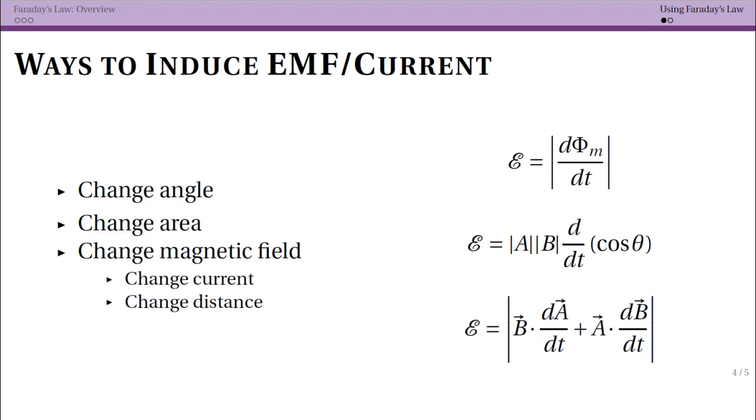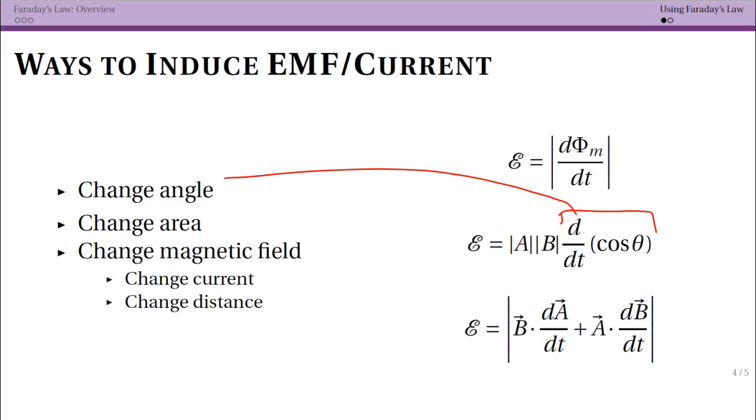So assuming that we have a uniform magnetic field, the angle that our magnetic field is making with respect to our area vector can be changing. In that case, you would be taking the time derivative of cosine of theta. This comes up a little bit. There's going to be an example of a generator that uses this, but it's the least common. So know that that can happen, but it's not going to be the one you see the most.